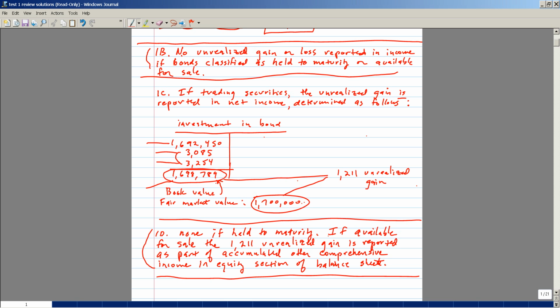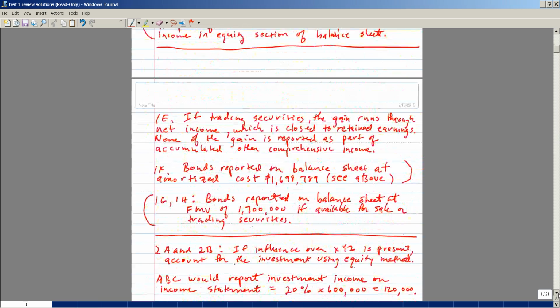The difference between the carrying amount of the bond in the investment in bond account and the fair market value of the bond, that unrealized holding gain of $1,211 under available for sale classification, that gain goes directly to the equity section of the balance sheet, bypassing net income, and is reported as a part of accumulated other comprehensive income. That gain in trading securities goes directly to the income statement, and of course net income is closed to retained earnings, so that unrealized gain becomes just a component of retained earnings. In the case of held to maturity accounting, that unrealized gain is not accounted for. Okay, I think that takes care of question 1.